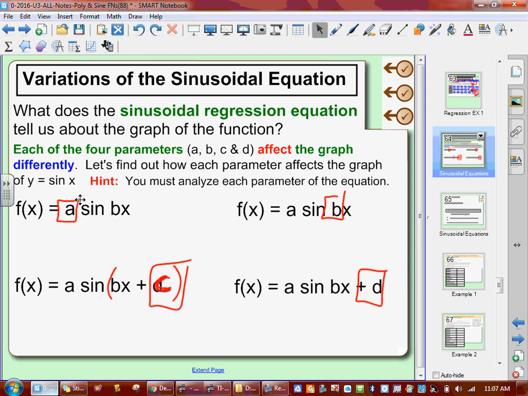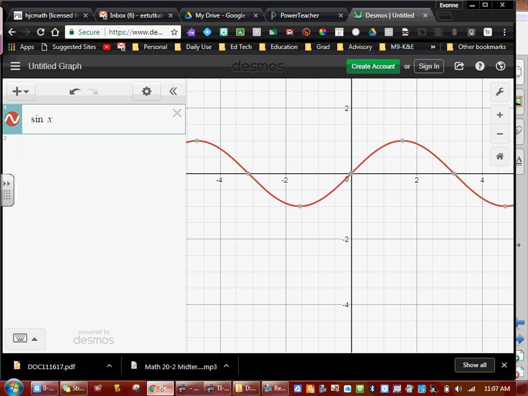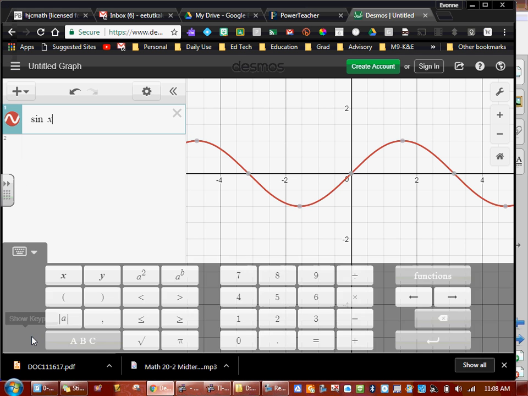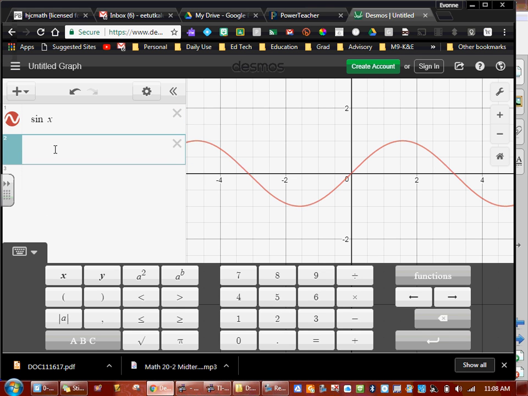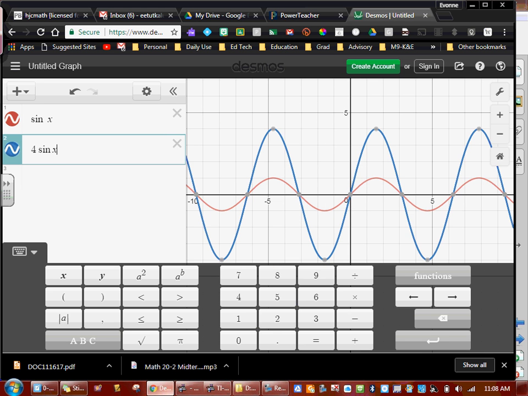When I take a look at my next function that I'm going to add, let's add a function in here. I'm going to change my amplitude to 4 for sine x. And what do you notice they've done to the graph? Does it have the same x-intercepts? Yes. Does it have the same period? Well, let's take a look. If it's got the same x-intercepts, it's got the same period. Okay? So, this one's got the same period.